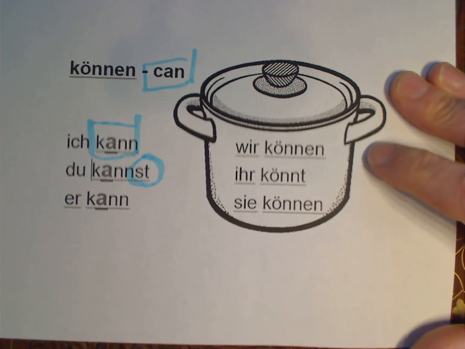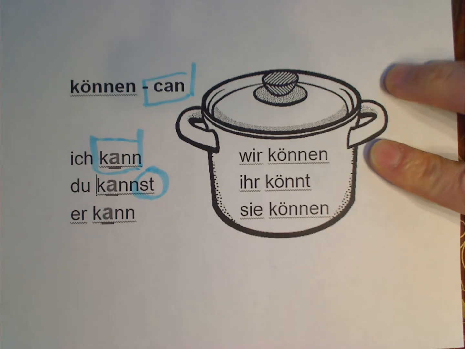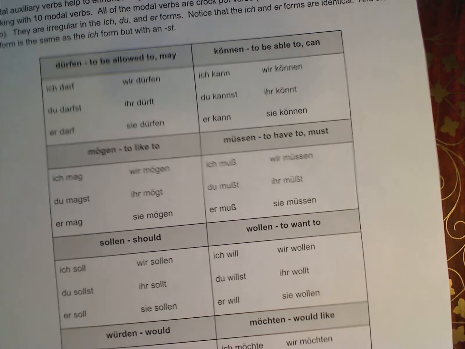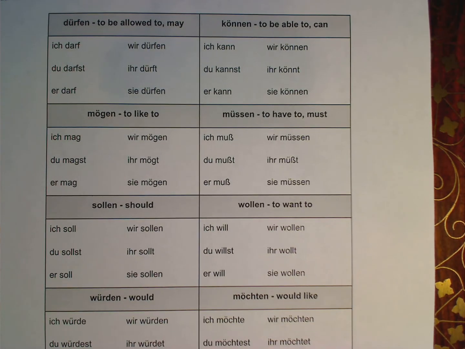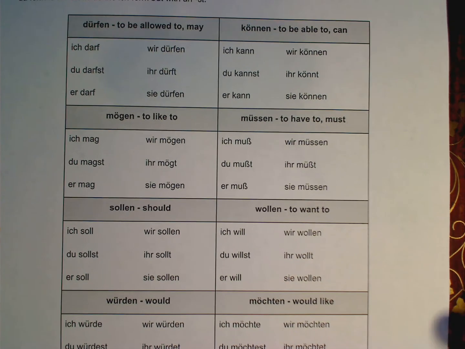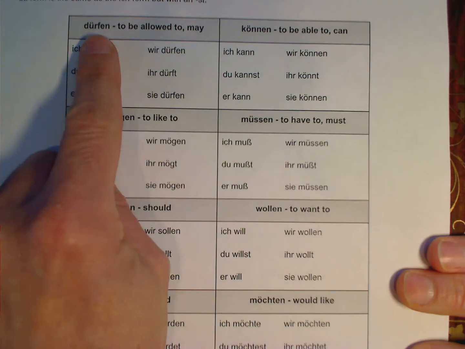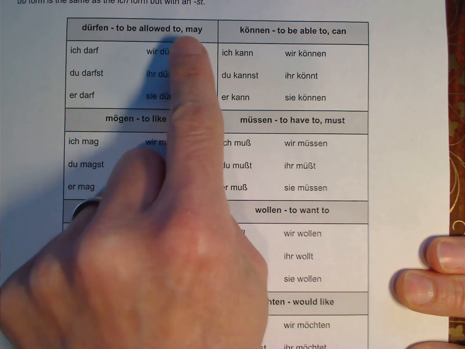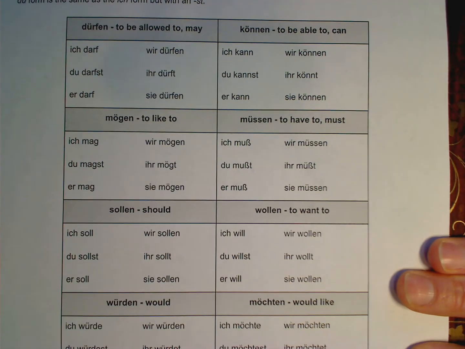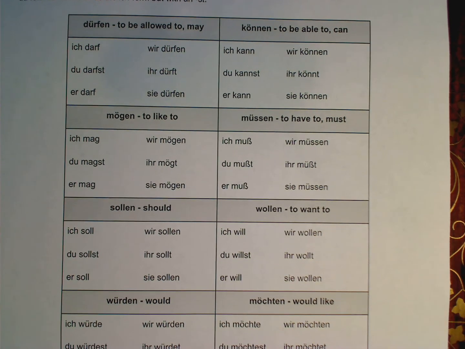Let's go back and take a look at our 10 modal auxiliary verbs. And again, you can follow along on your paper if you need to. You can write notes on there if you need to. So we have dürfen, means to be allowed to or may. Ich darf, du darfst, er darf. Wir dürfen, ihr dürft, sie dürfen.